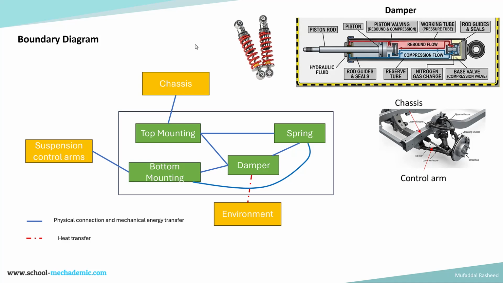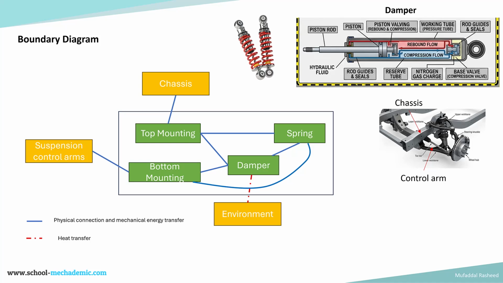Next, let's have a quick look at the boundary diagram. So the boundary diagram is basically showing the interactions of the shock absorber assembly with the external components or external system which it has an interface with. So the shock absorber assembly is part of a larger system which is the vehicle, and the shock absorber assembly is assembled onto the chassis and onto the control arm, suspension control arm, as shown over here in this image.